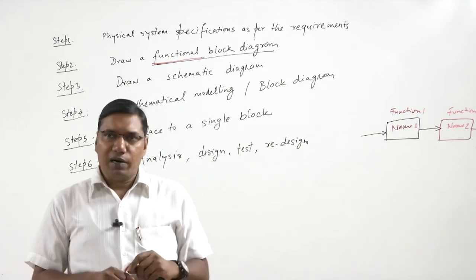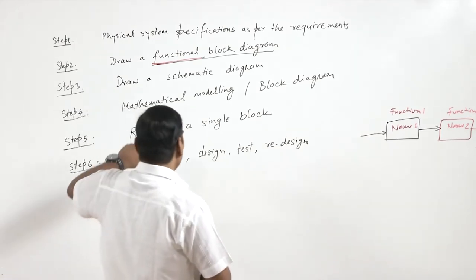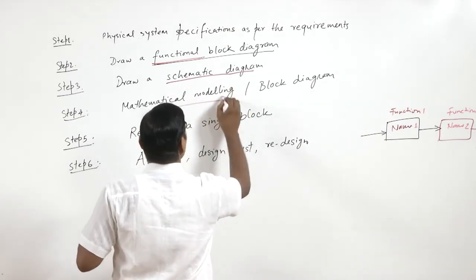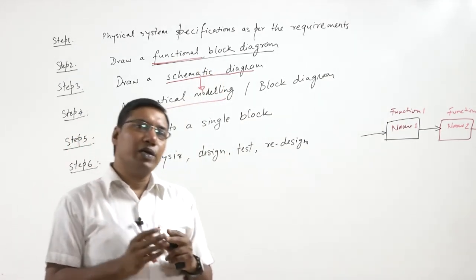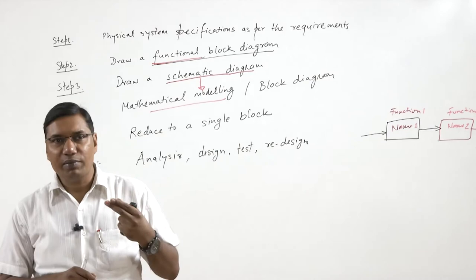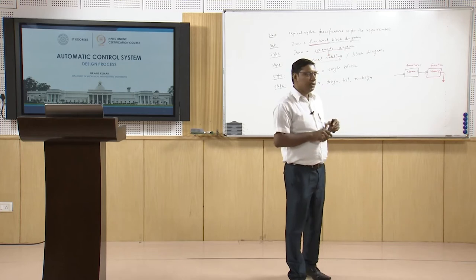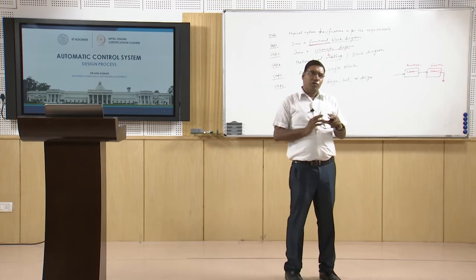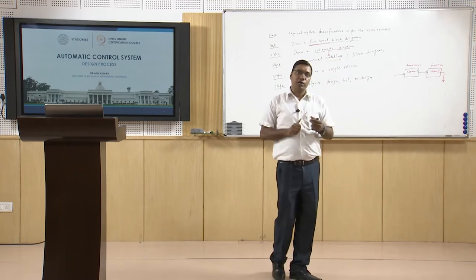Once this schematic diagram is made, from this schematic diagram we will come to mathematical modeling, because we have defined each component in terms of its basic elements, with certain assumptions. We have neglected some non-linearity, some mass, inertia, and some friction. So we have a simple schematic diagram, and for each of these elements there are some mathematical models, mathematical functions.